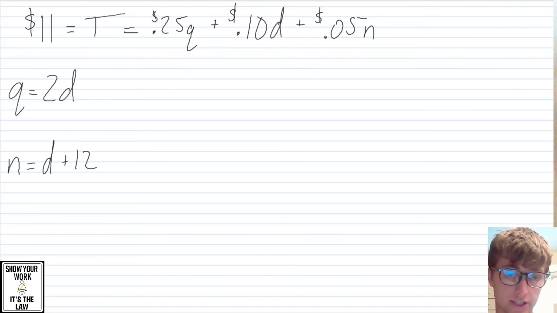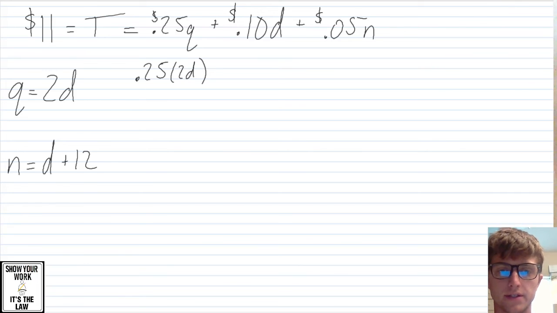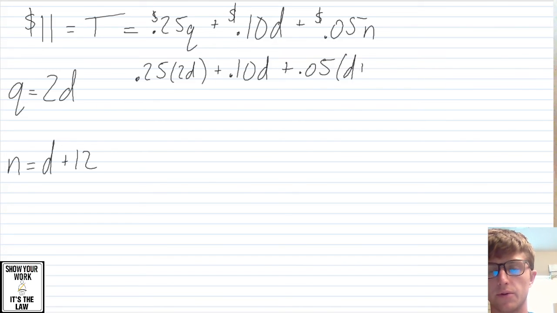Anyway, substitution is what we are doing. Q equals 2D, so just make that substitution. 0.25 times (2D). Remember, keep your parentheses. Plus D's stay the same. Plus N equals D plus 12. Remember, keep your parentheses.